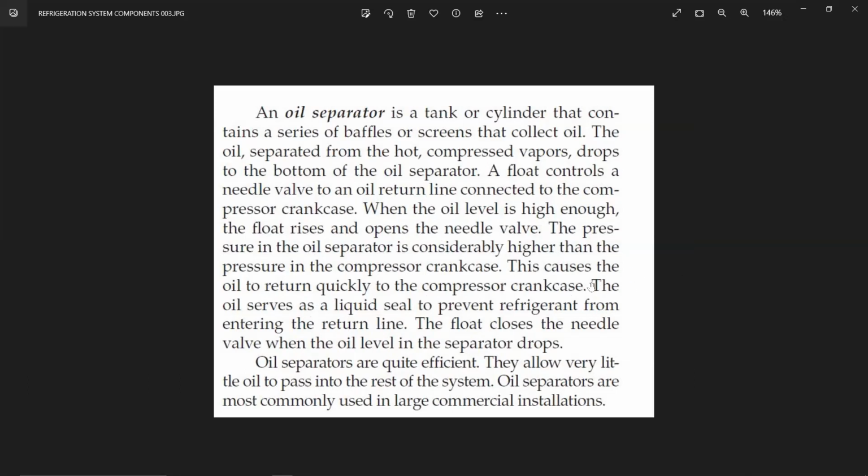That is also an addition. Oil serves as a liquid seal to prevent refrigerant from entering the return line. The float closes the needle valve when the oil level in the separator drops.